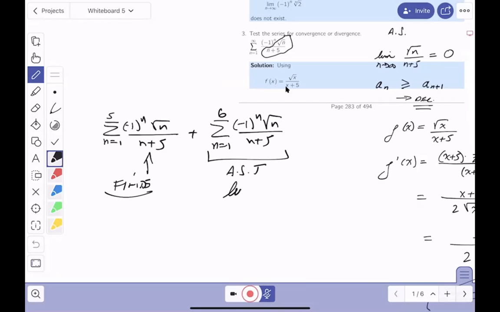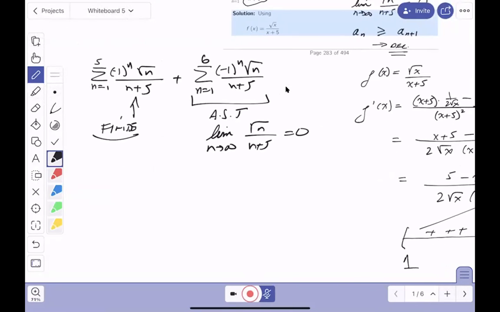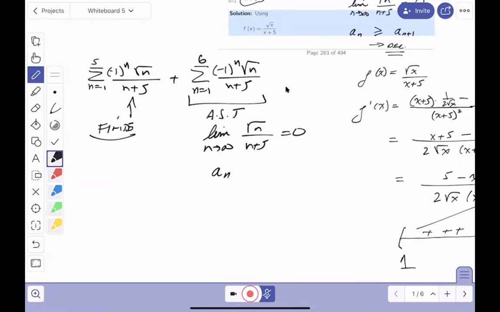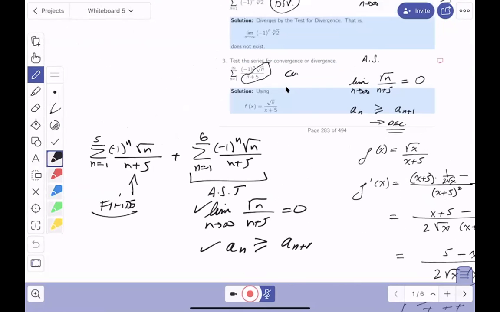What do I know? The limit, I'll write this down now, as n goes to infinity of root n over n plus 5 is 0. That's one condition that needs to be met. The other condition I'm going to state because I know it from over here. I'll do it in the same order I did before. Let me get my eraser out. That a_n and a_n plus 1. What do I know about this thing over here? It's going like this. And those are the 2 conditions I need to check off. All right. So this series over here is convergent.